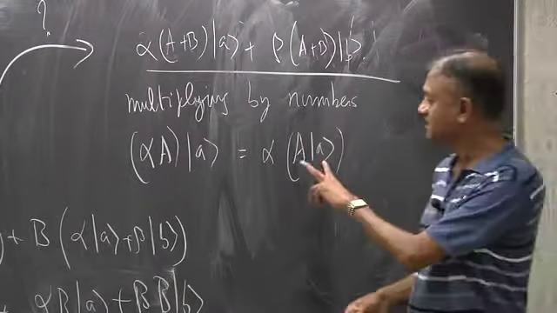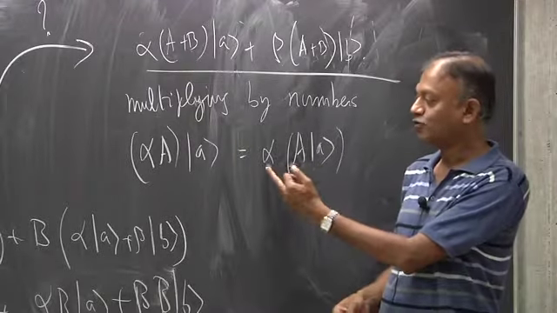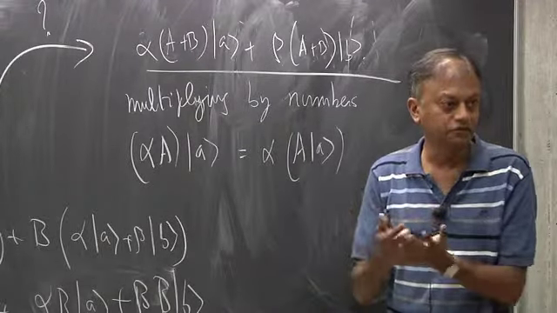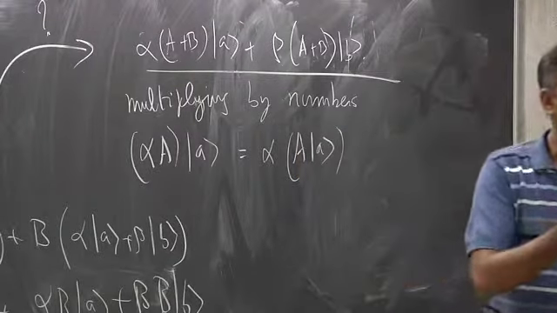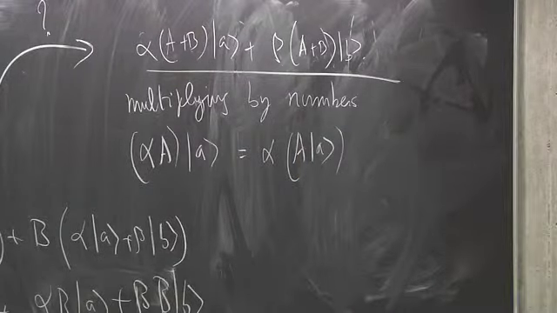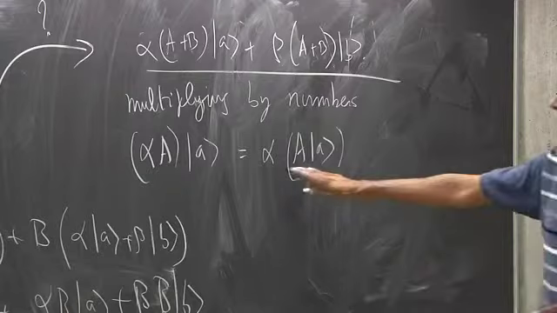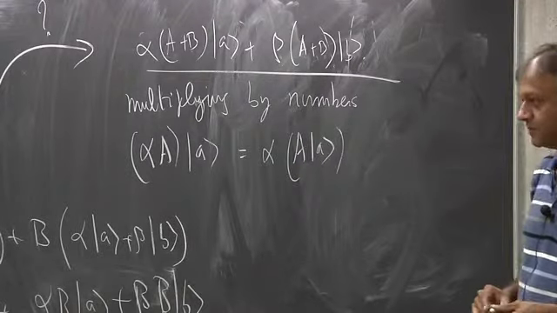right? After all, this is a vector, right? And you know the definition of multiplying by a number, right? What is the meaning of taking a vector and multiplying by a number? That's a definition that's included in the definition of vector space. Okay, so this is the way you define multiplying by a number.